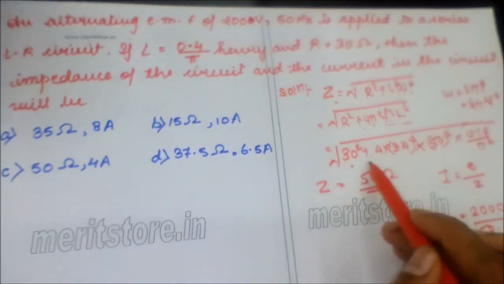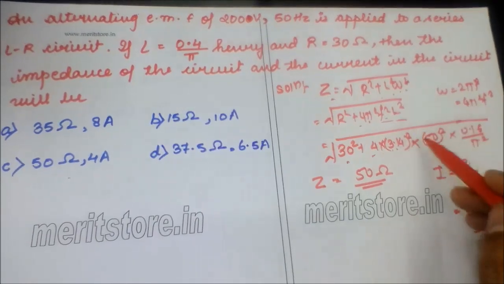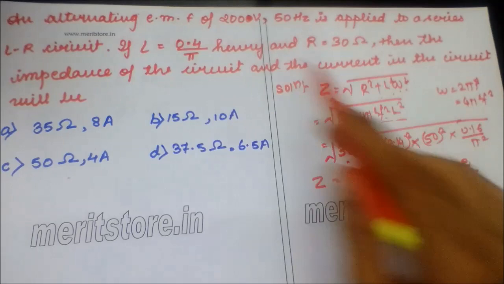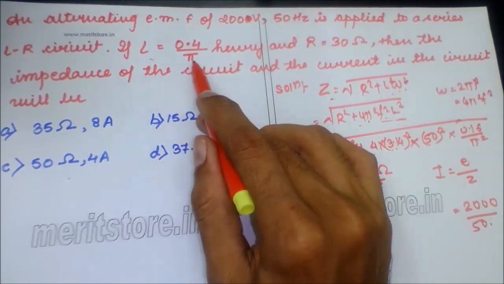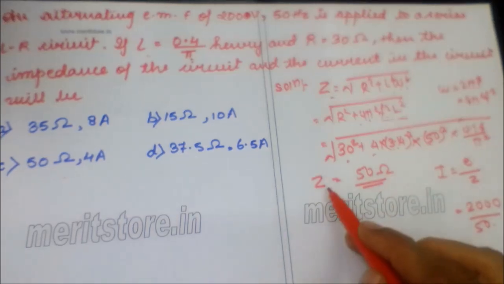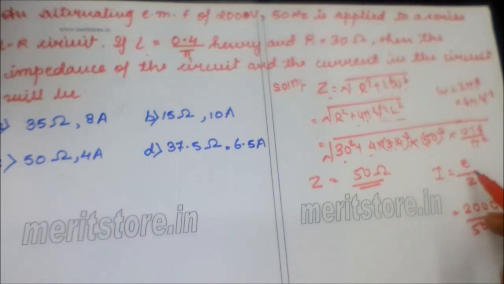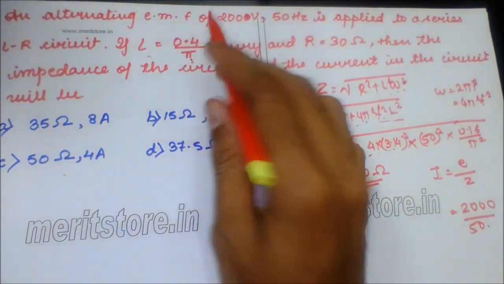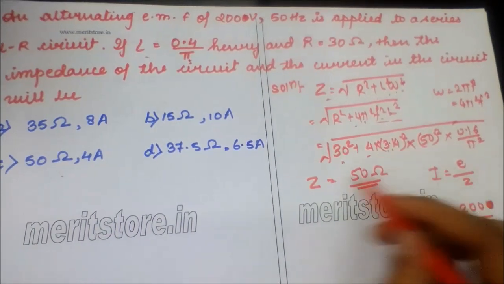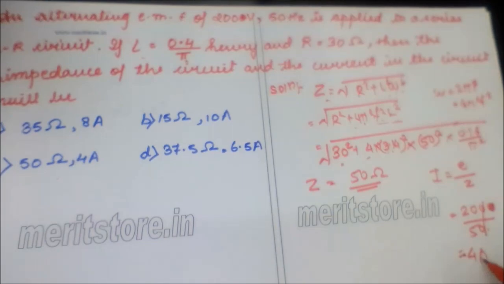So R becomes 30 square plus 4 into 3.5414 the whole square, multiplied by the frequency, that is 50 hertz square, multiplied by 0.4 upon pi, that is the inductance given, that is 0.16 pi square. So we get the entire value for the impedance to be 50 ohms, and the current we are finding is E upon Z, that is the EMF upon the Z. EMF given is 200 volts upon the Z, that is 50. We have now found the impedance, so that gives you 4 amps of current.